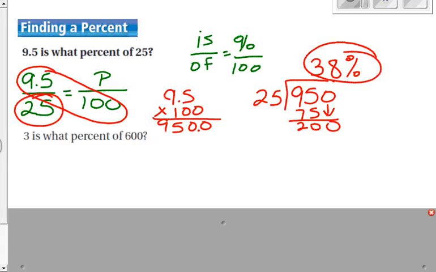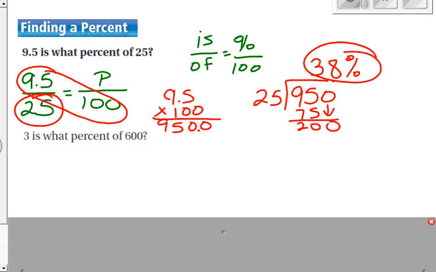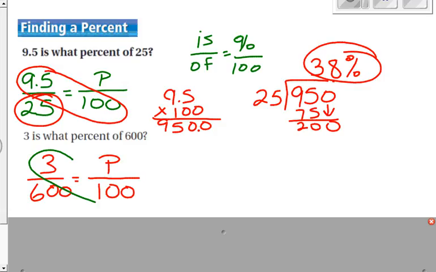The next question says, 3 is what percent of 600? So again, we're going to put 100 on the bottom right. 3 is, so 3 goes on the top left. What percent? We don't know, so we're going to put a P, of 600. So 600 is going to go on the bottom. So now we are going to multiply diagonally.